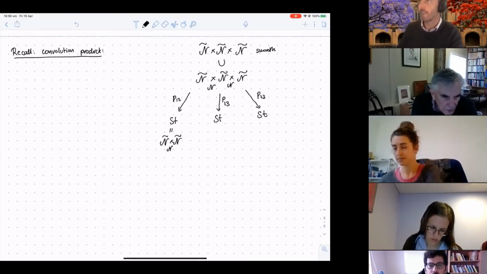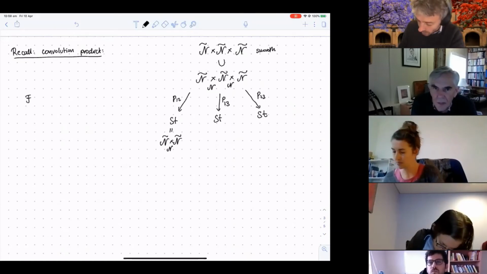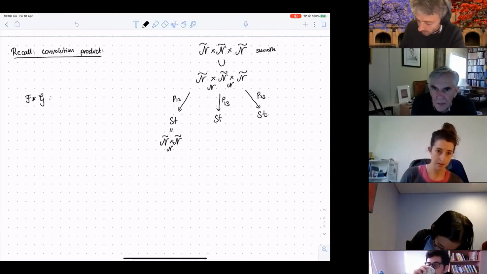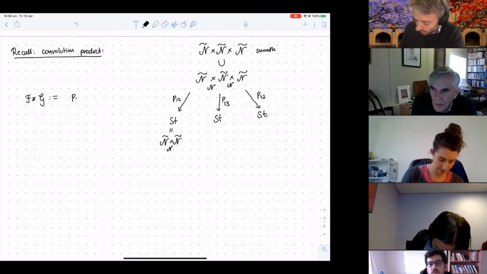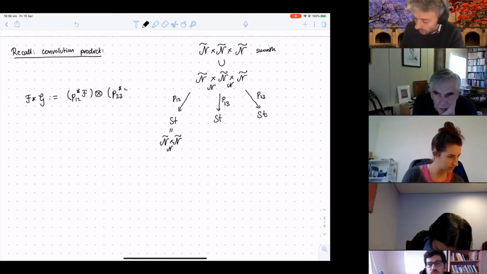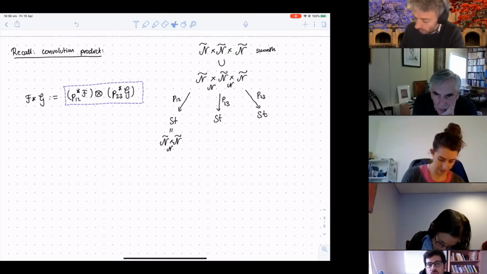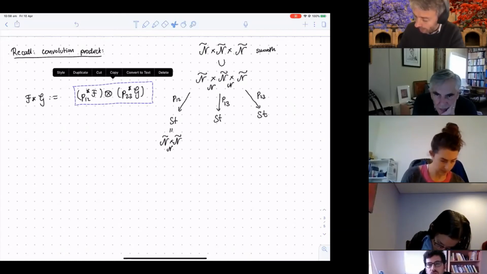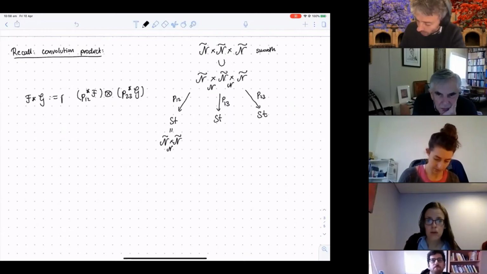Thank you. Yeah. And so we had this product, which is we pull back F by the first and second projection, take a tensor product with the pullback from the second and third projection of G. We then move this slightly to the right to allow for more space for later on. And then we take the push forward.